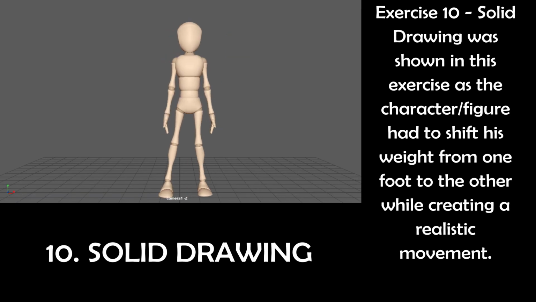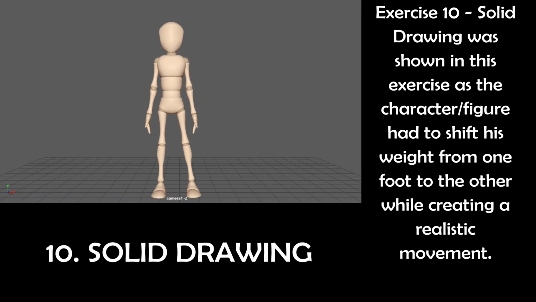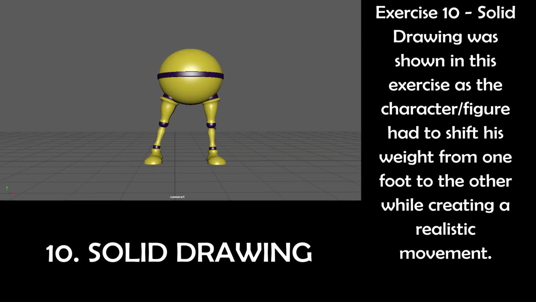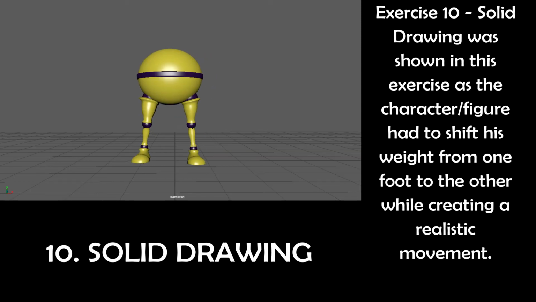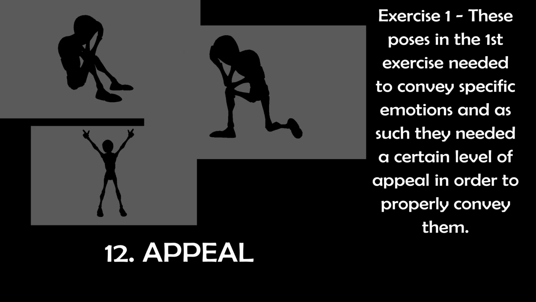Solid drawing means to take into consideration the forms in three-dimensional space and shapes, anatomy, weight, balance, light and shadow, whilst also giving them volume and weight.